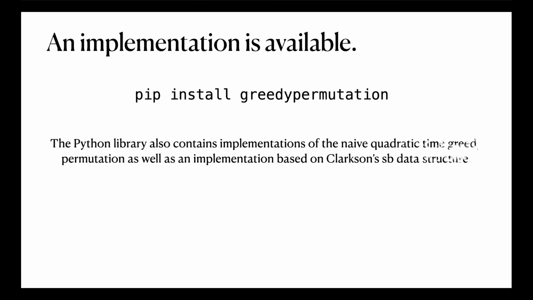Now, there is an implementation available. You can open your terminal and run pip install greedy permutation, and you can find the implementation of this Python library. It also includes code for running just regular greedy permutations. That is, there's the naive quadratic time algorithm. There's the algorithm based on Clarkson's data structure that I described. And there's actually a couple other things in there as well, including an implementation of the kth nearest neighbor sampling, part of another paper that I'm also presenting in this conference.